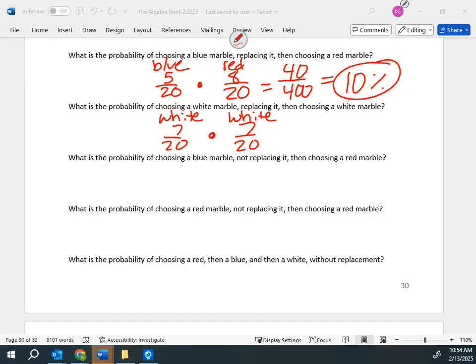I'm multiplying my events together. So what do I get? Luke? 49 over 400. What percent is that going to be? Rocco? 12%.